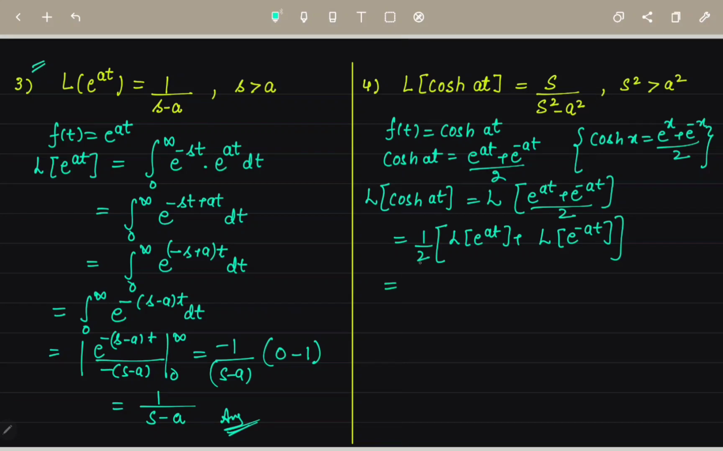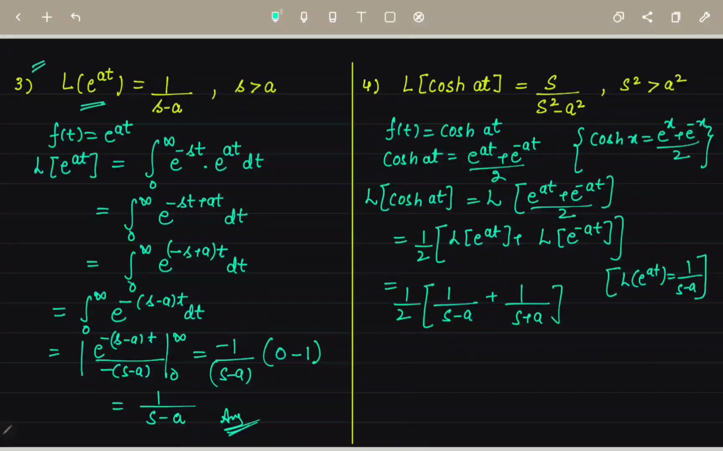Okay, so now what is the Laplace transform of e raised power at? We have solved it in formula number 3, that was the Laplace transform of e raised power at is equal to 1 divided by s minus a. So I will use this property here. So directly I will use this formula here. So we get 1 by 2, then 1 divided by s minus a, and 1 divided by s plus a, because here we have minus a, minus at.